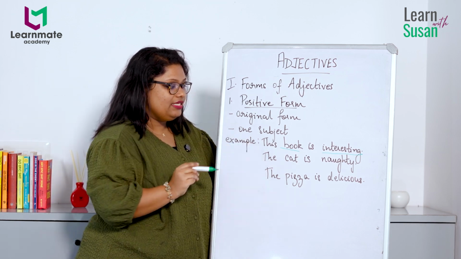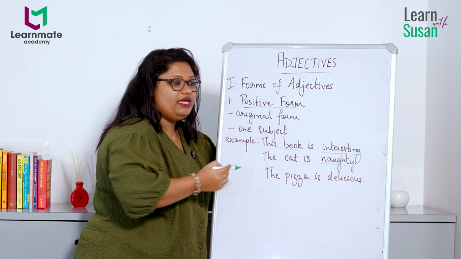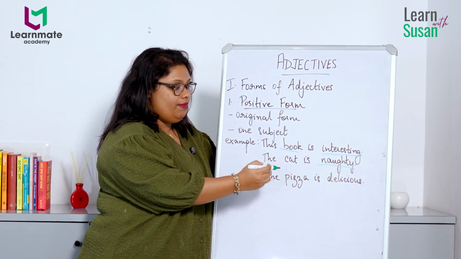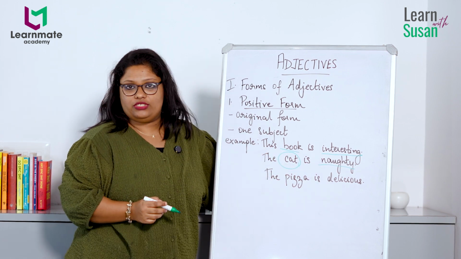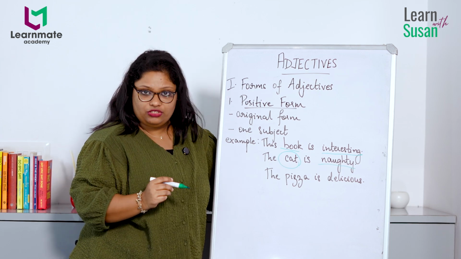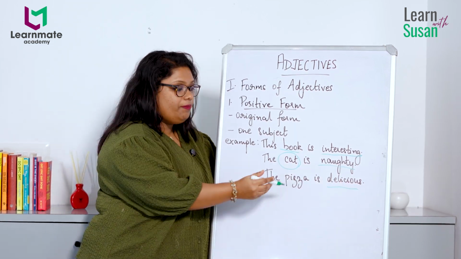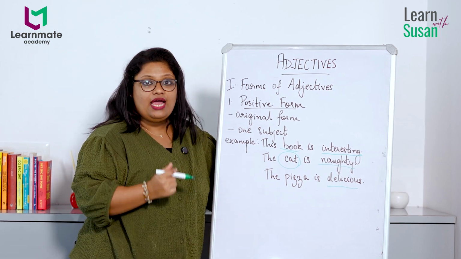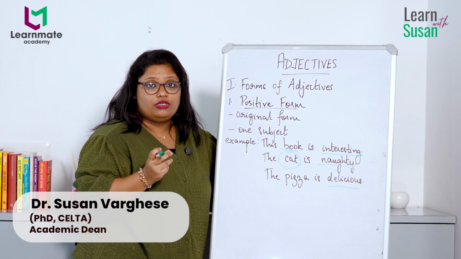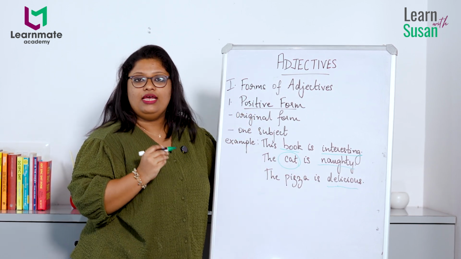Similarly, in this sentence: the cat is naughty. Here the adjective used is in its original form and it's used to describe one particular subject, which is the cat. Third one: the pizza is delicious. Delicious is the quality that I'm using for a particular pizza that I have liked, and this adjective is in its original form. This is how positive forms of adjectives are used in sentences.